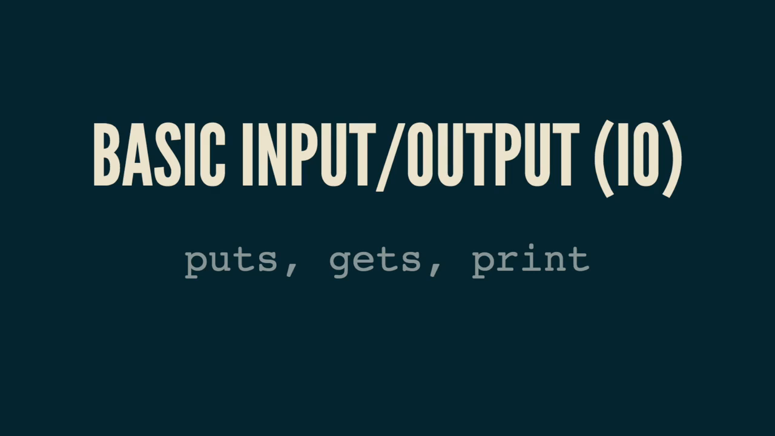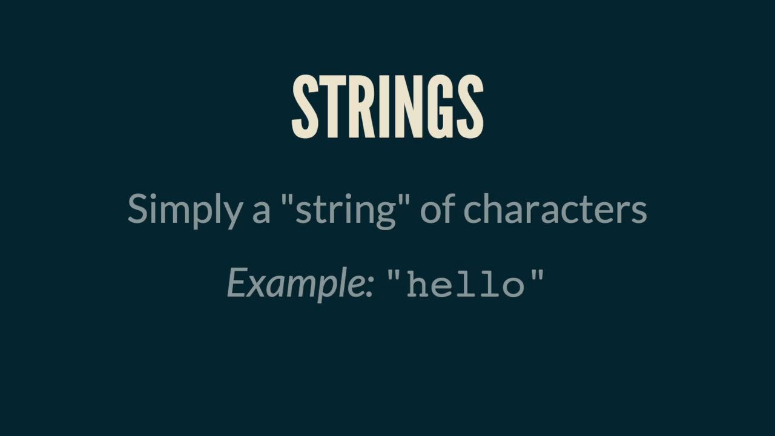So, what have we learned so far? Well, we've learned about basic input and output, or I/O, a very important concept in programming. So to do that, we learned about puts, gets, and print. We've also learned about strings. So a string is just literally a string of characters. For example, hello inside the double quotes.